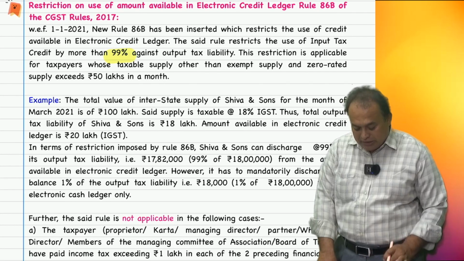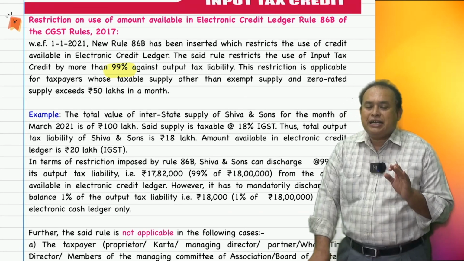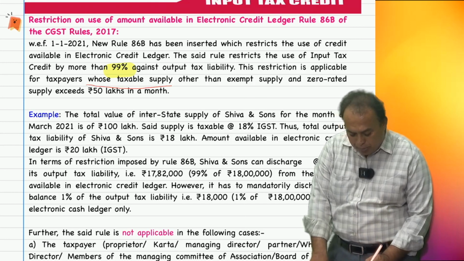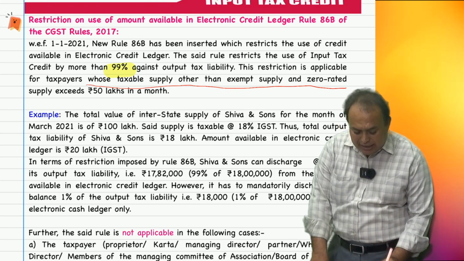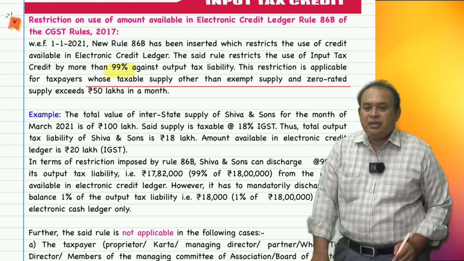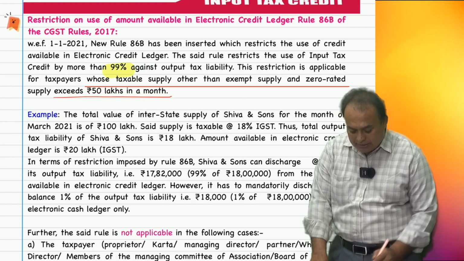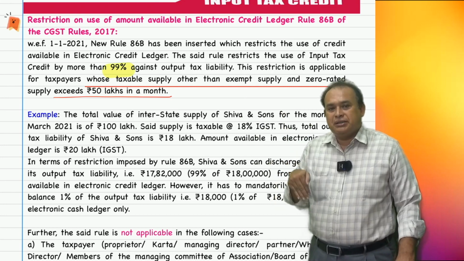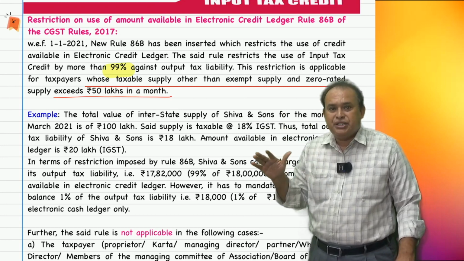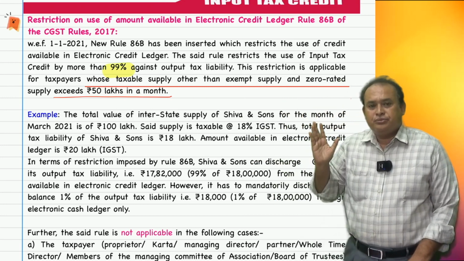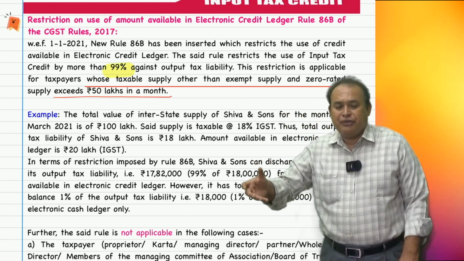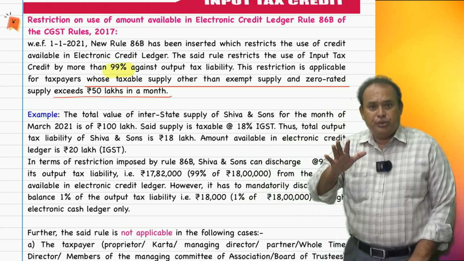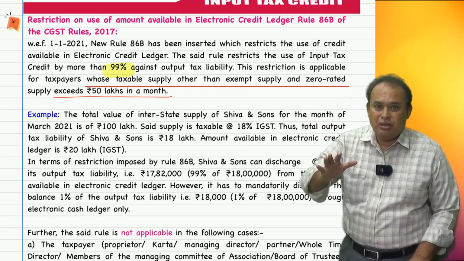What do you mean by this? How to understand this? For a taxpayer whose taxable supplies, other than exempted and other than zero rated supplies, exceed 50 lakhs in a month, your supplies more than 50 lakhs in a month, which are not of exempted nature, not of exported nature, supply to domestic tariff area. What is the turnover per month? More than 50 lakhs, sir. For you, rule number 86B is applicable.